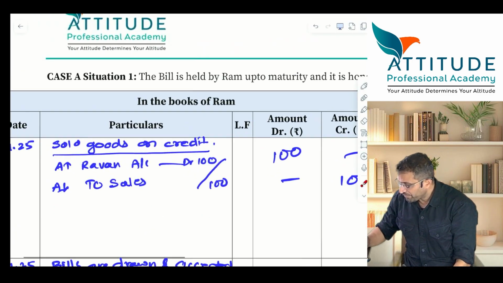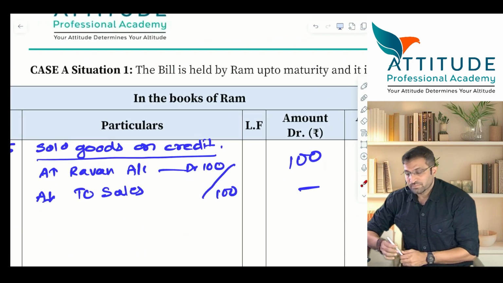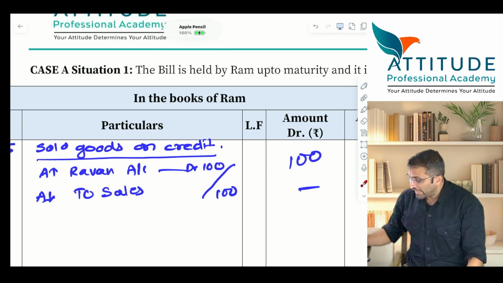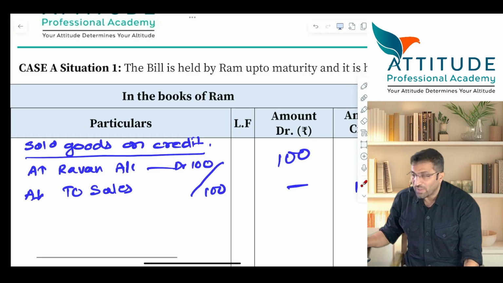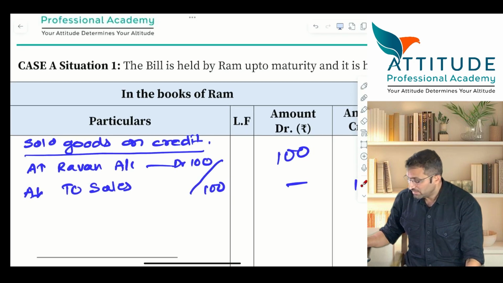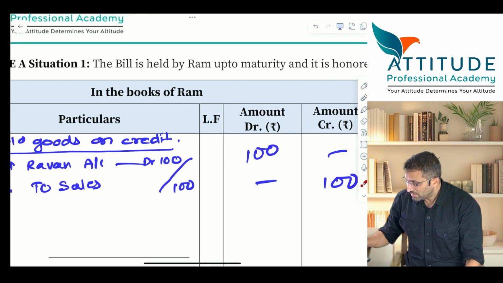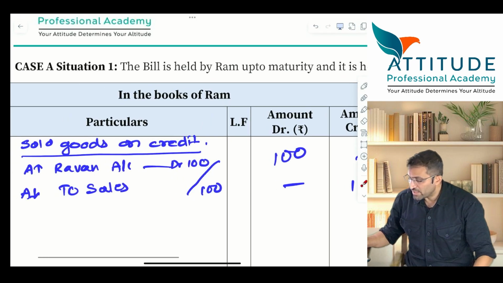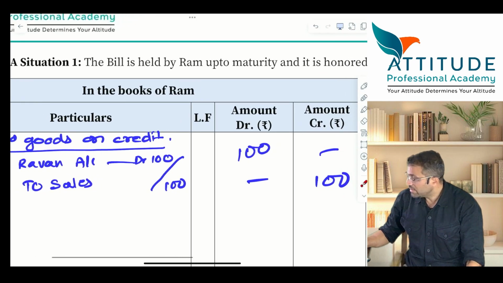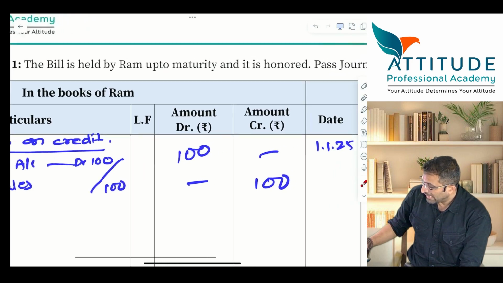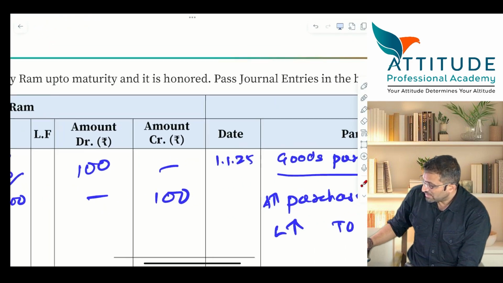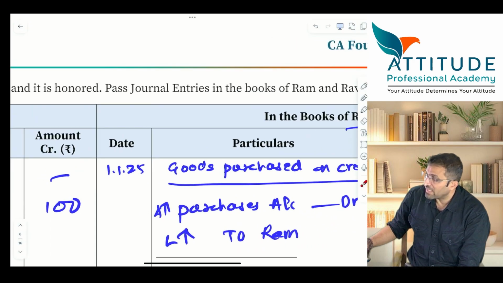Case A. Fast. Case A, Situation 1. The bill is held by Ram up to maturity and it is honored. Pass entries in the books of Ram and Ravan.